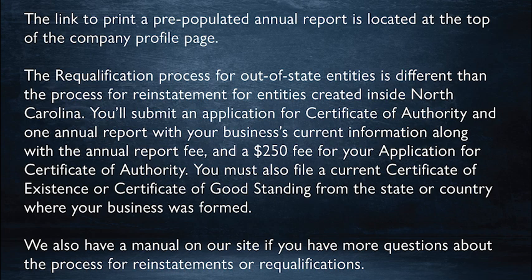The requalification process for out-of-state entities is a bit different from the process for reinstatement for entities created inside North Carolina. You'll submit an application for Certificate of Authority following administrative revocation and one annual report with your business's current information, along with the annual report fee and a $250 fee for your application for Certificate of Authority. You must also file a current Certificate of Existence or Certificate of Good Standing from the state or country where your business was formed. We also have a manual on our site if you have more questions about the process for reinstatements or requalifications.